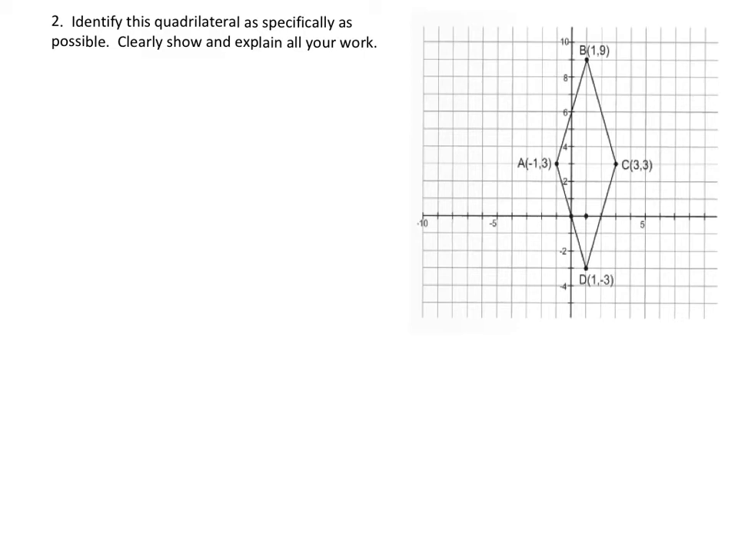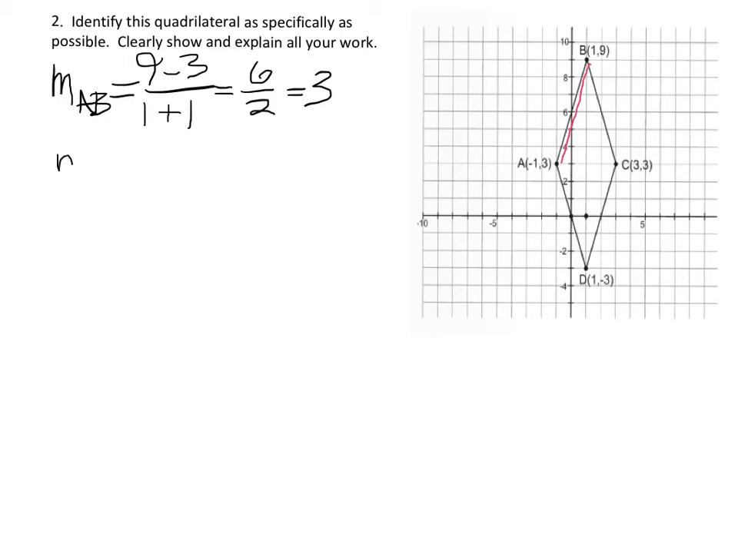So I'm going to use the slope formula. I'm going to start with AB. I know slope is rise over run, so I do change in y over change in x. So if I'm doing AB, I'm going to do change in y, 9 minus 3, over the change in x, in the same order, it's really important, 1 minus -1, which equals 6 over 2, equals 3.